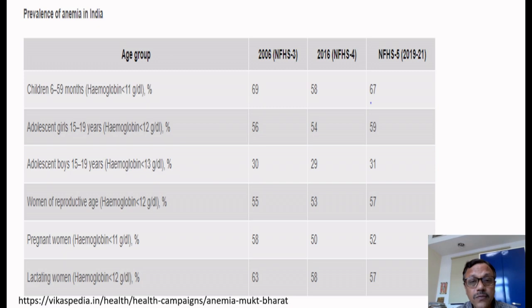The government of India has done surveys in 2015-2016 and between 2019 and 2021 to see the prevalence of anemia in India in various age groups. You can see from here that the survey was done in various age groups. And from the data itself, you can see that the prevalence of anemia is on the rise.